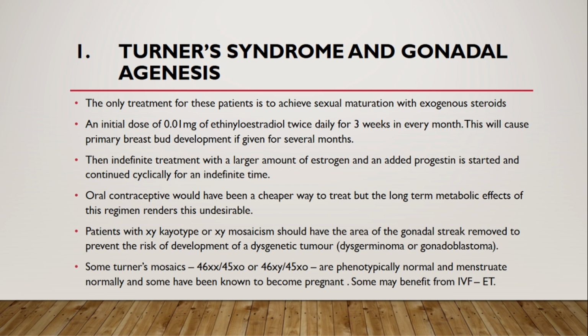Some Turner's mosaics, 46XX/45XO or 46XY/45XO, are phenotypically normal and menstruate normally, and some have been known to become pregnant, and some may benefit from in vitro fertilization embryo transfer when they present with infertility.